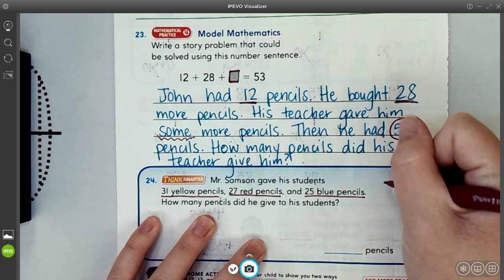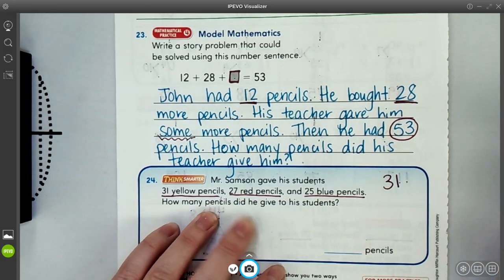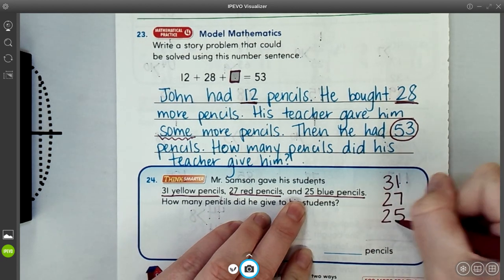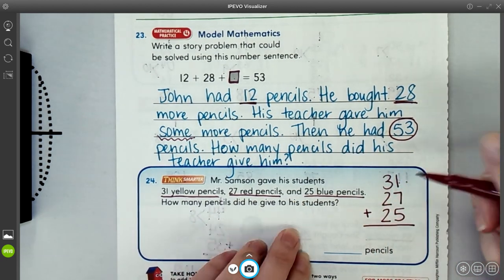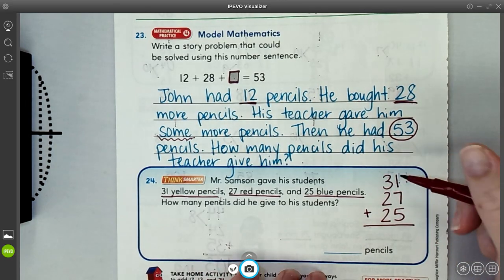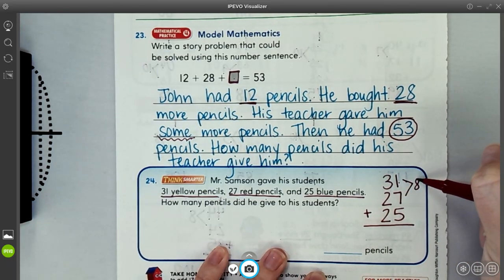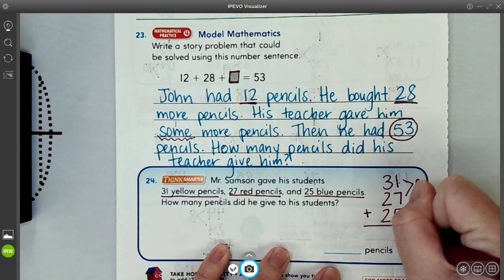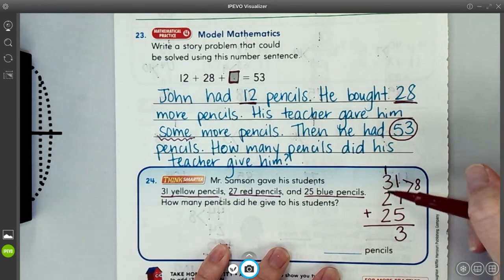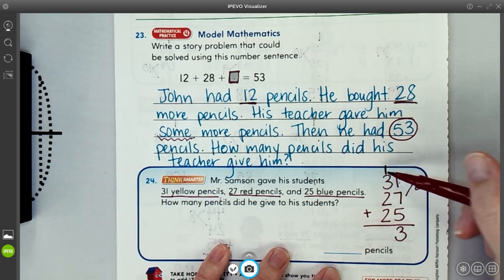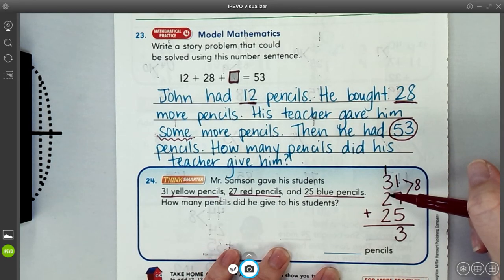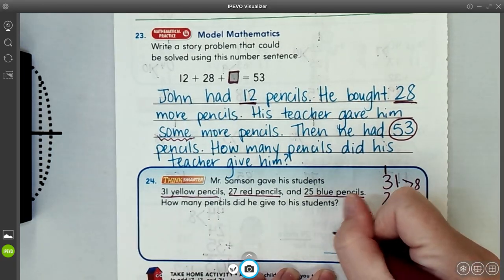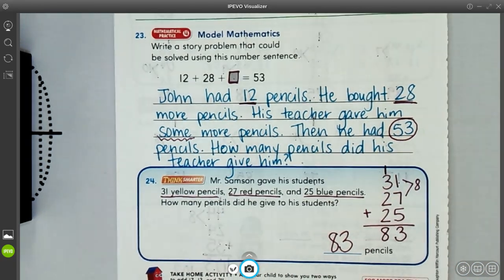All right, so Mr. Sampson gave them 31 yellow pencils, 27 red pencils, and 25 blue pencils. I'll add all of those up. See that my columns are nice and straight. 1 plus 7 equals 8, plus 5 more equals 13. So we have 3 ones, 1 10 to regroup. Now we can add up our tens. 1 plus 3 equals 4, plus 2 equals 6, plus 2 more equals 8. So he gave 83 pencils to his students.